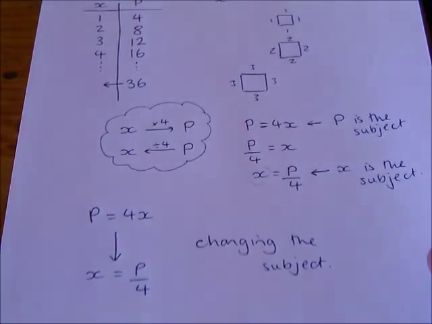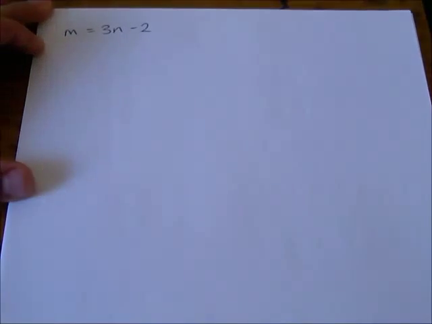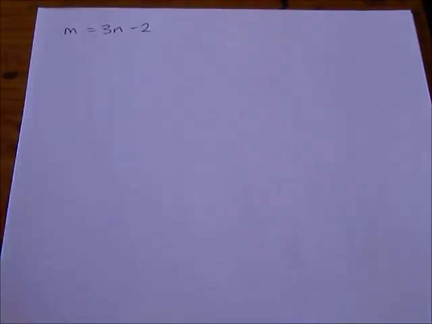So let's have a look at another equation. Sorry, I should say formula. Here is another formula, m equals 3n minus 2. This one I've just made up. It doesn't refer to a particular situation, but it's certainly something that you might see. And let's just have a quick look at how we can work this one out.